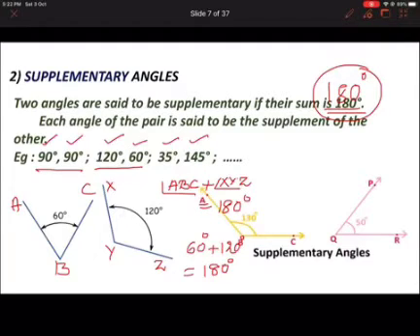Okay. So now one more example is 130 degrees and 50 degrees. Again, they form a supplementary angle pair. Okay. Now, let's see what the activity is.